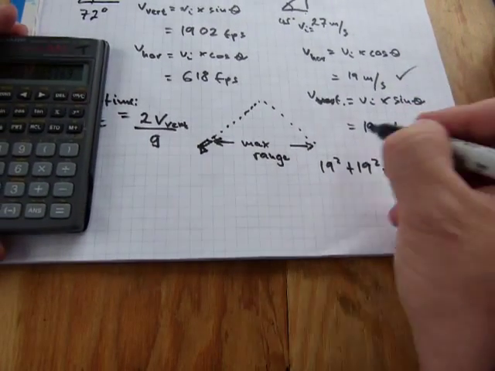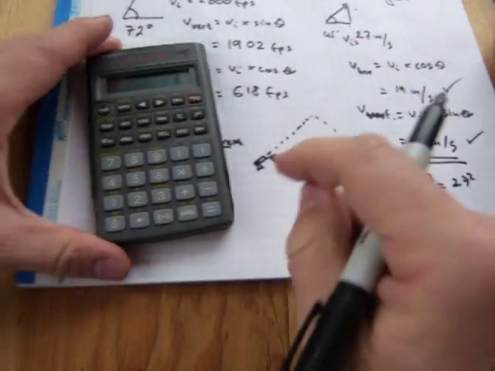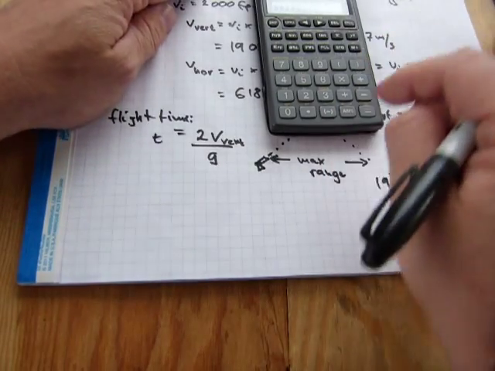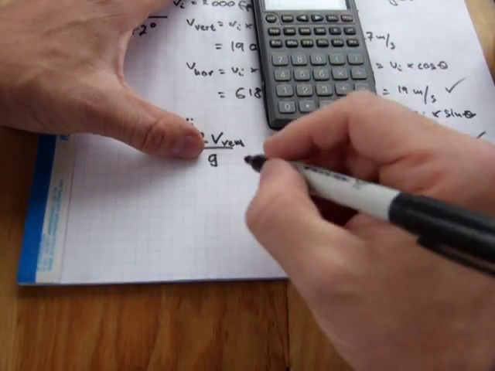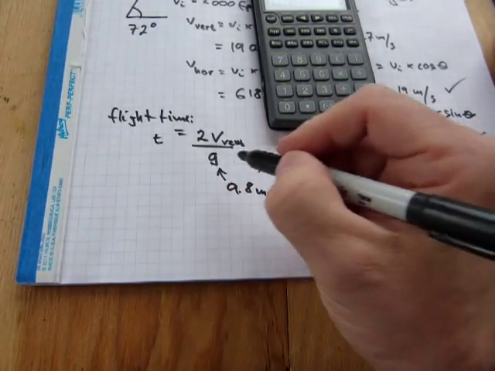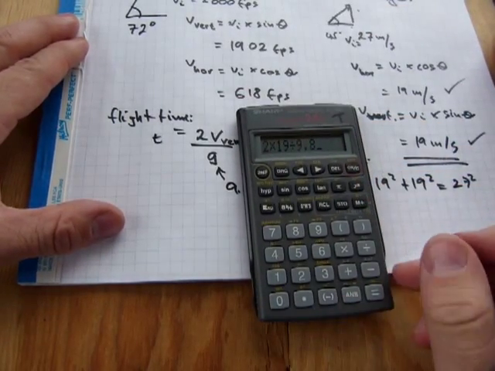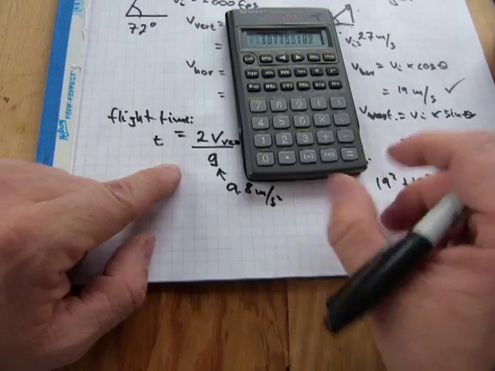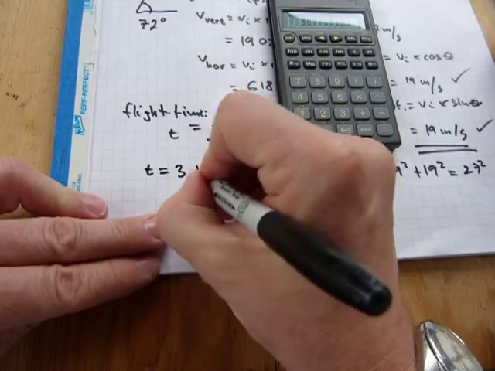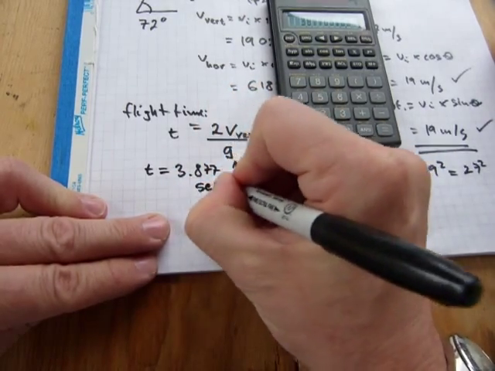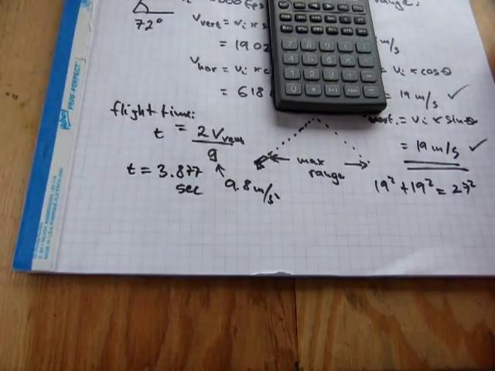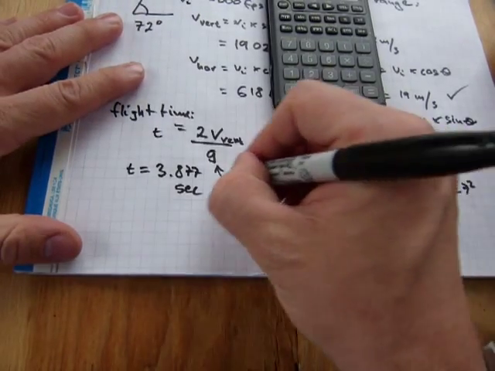So we have vertical velocity here, 19 meters per second. So 2 times 19 divided by 9.8, because the gravitational constant is 9.8 meters per second squared. So we have 2 times 19 divided by 9.8 equals 3.877 seconds. So the flight time is 3.877 seconds. And what we do now is we've got time here.